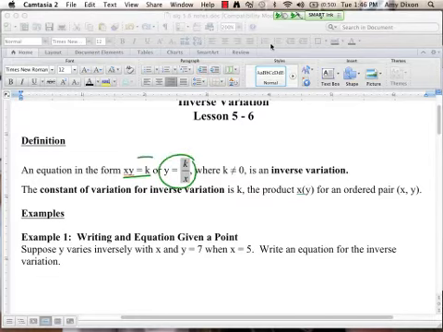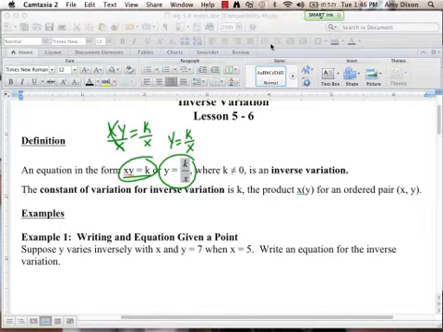Either one of these, it's the same equation, because if we take the equation xy equals k and get y by itself, we divide by x on both sides, so y equals k over x is the same equation. And this is what an inverse variation is. Again, the constant of variation for an inverse variation is k. All right, and k is the product of x and y.